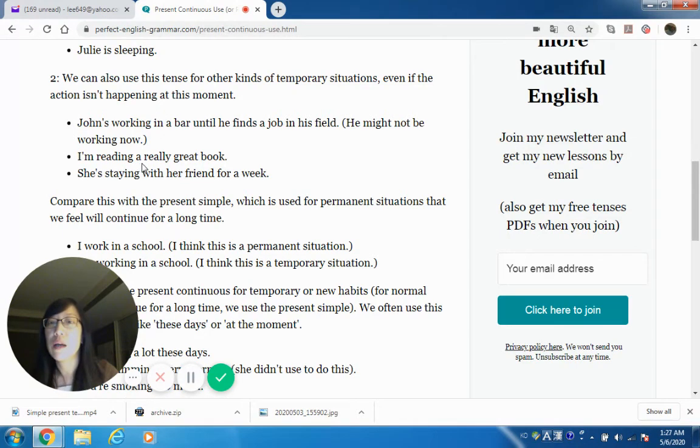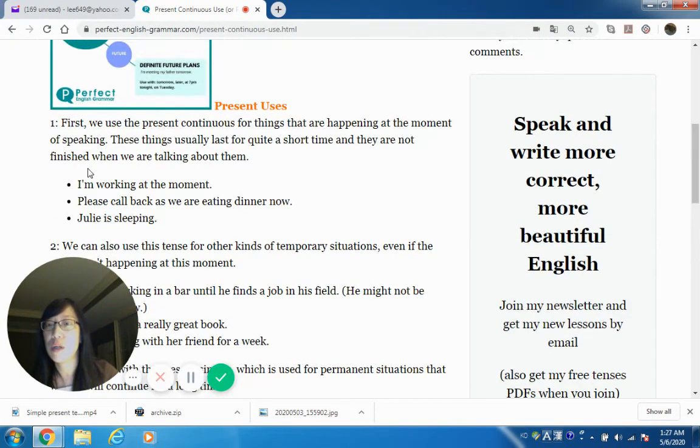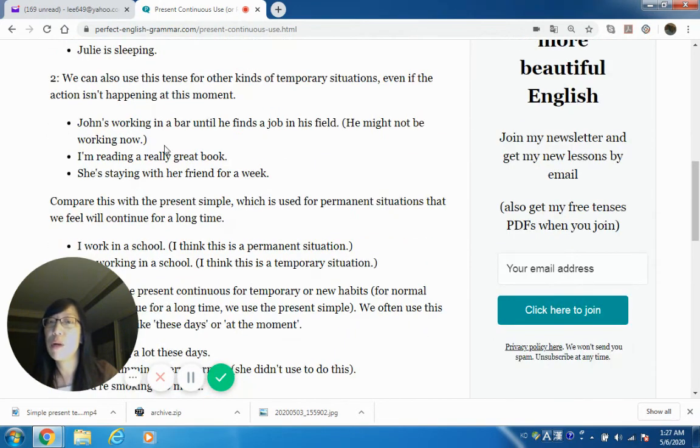I'm reading a really great book. So this could actually be number 1, a situation right now, or it could be temporary. I'm reading a really great book, but I might not be reading it anymore. Or, she's staying with her friend for a week. Again, this is a temporary situation.